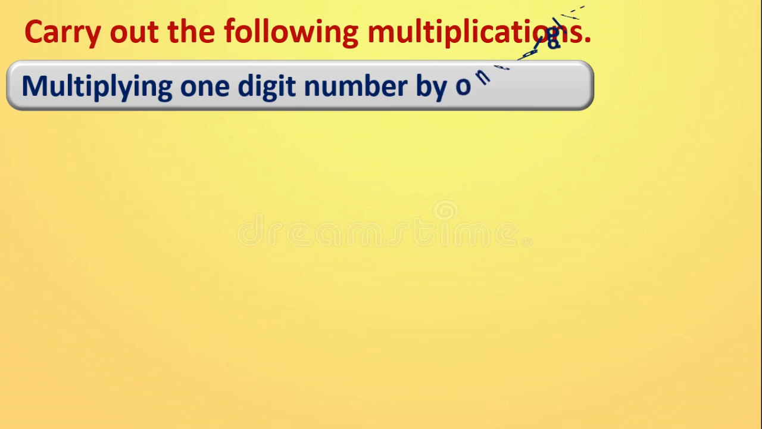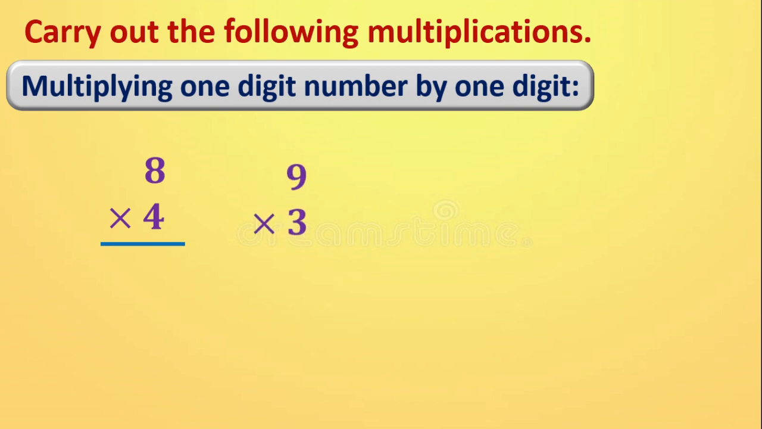Now dear children, we will move to the vertical method. First we will try to do single digit multiplied by single digit, that is by using the tables. Okay? One digit number by one digit. See here. 8 multiplied by 4, 9 multiplied by 3, 9 multiplied by 2, 5 multiplied by 4. Yes, you know the tables for 1 to 20, isn't it? So it is very easy to find out the answer for these multiplications.